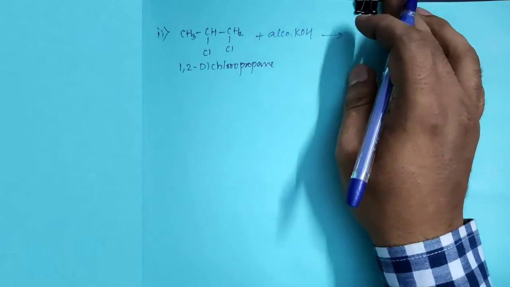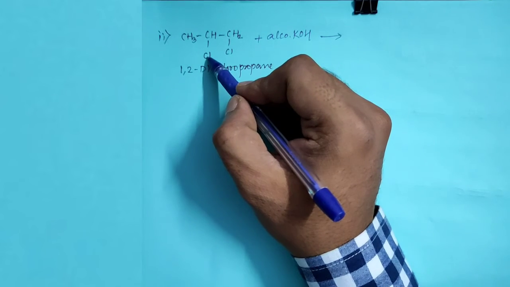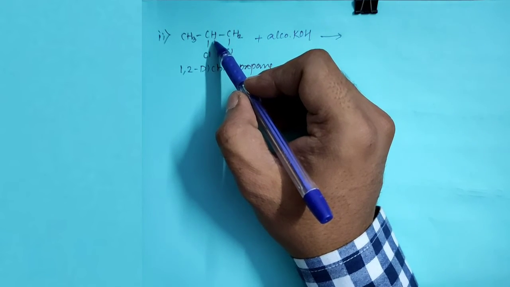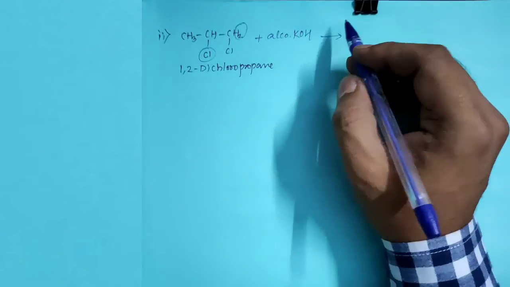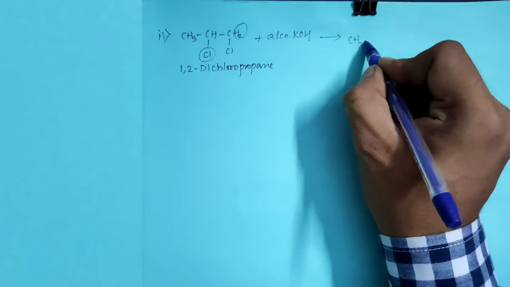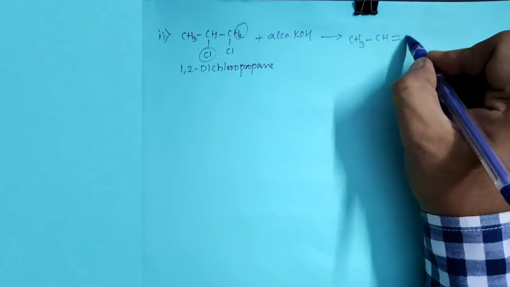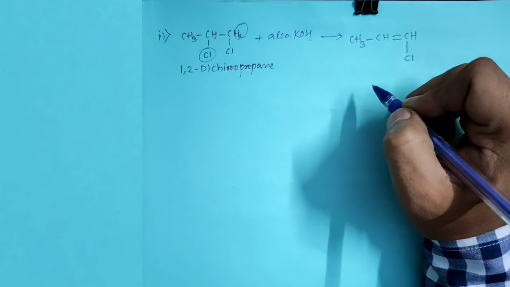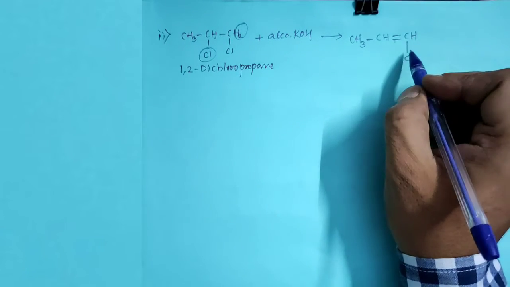So in the same way we have to remove the halogen atom on the carbon which contains less number of hydrogen atoms first. Then what will happen? Halogen and beta hydrogen will be removed. Here unsaturation will form. 1, 2, 3, 4, valence is complete. This compound is 1-chloropropene.